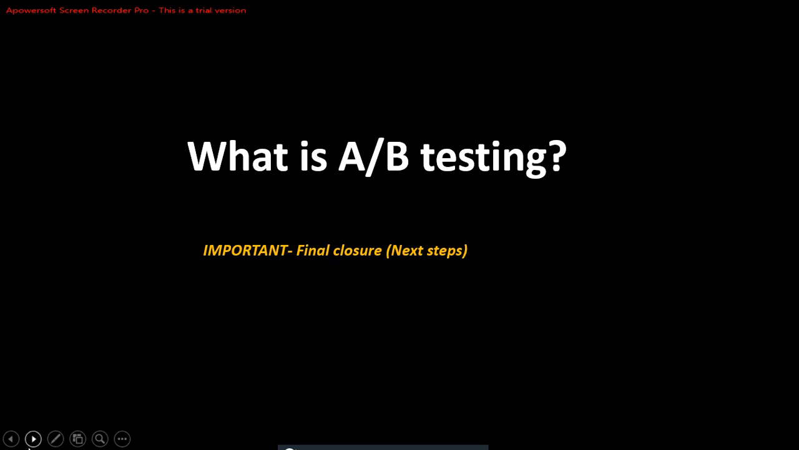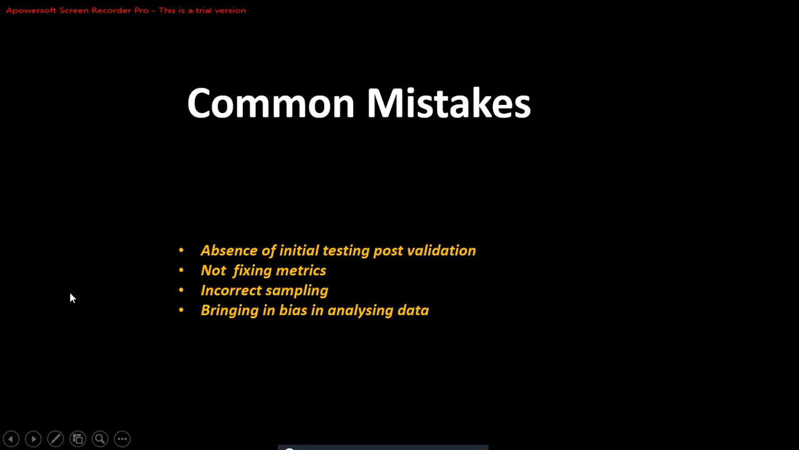So what are the common mistakes that we as product managers make while doing A/B testing? First, absence of initial testing and post-validation post-launch. Second, not fixing metrics before launching. Third, incorrect sampling. Fourth, bringing in biases in analyzing the data. We want to prove that yes, our product idea is a success, but if the data doesn't say so, we should not try to force feed our thought process into it.